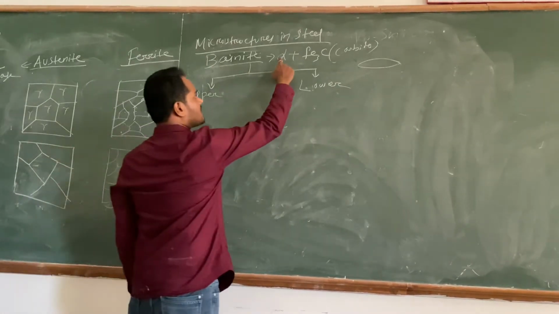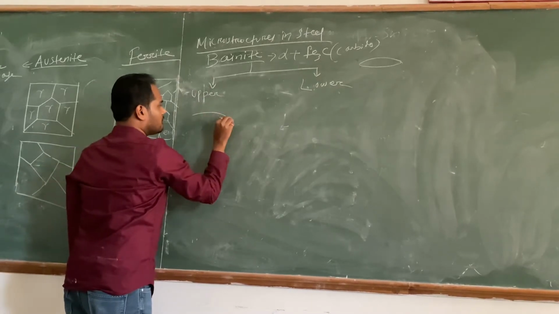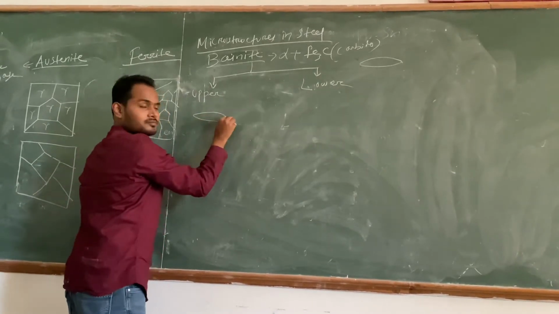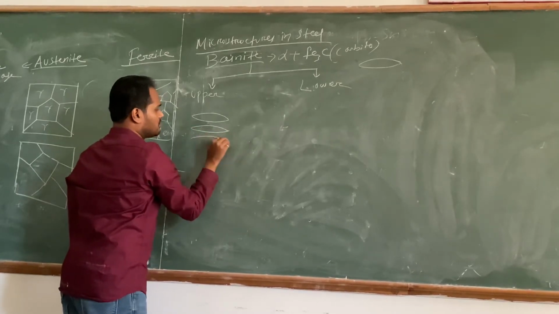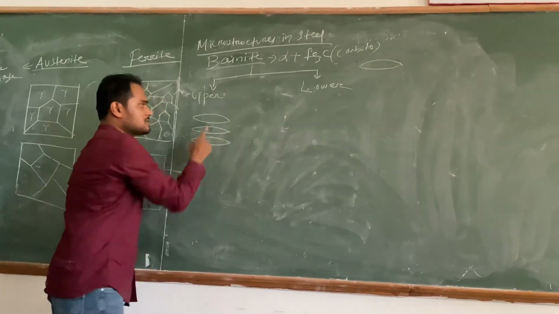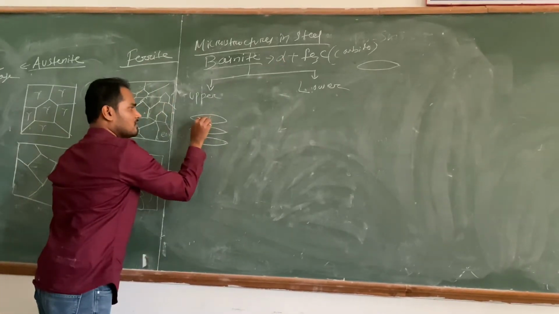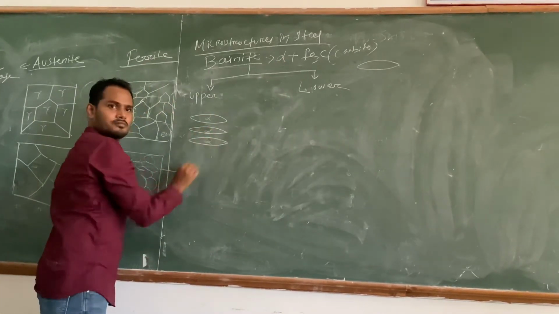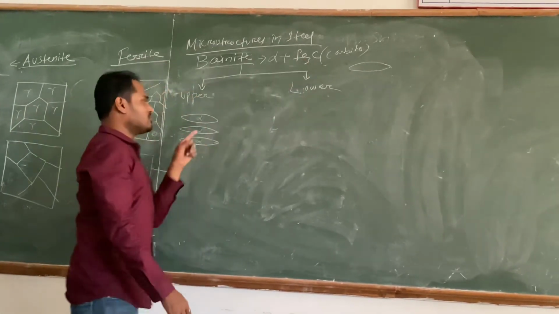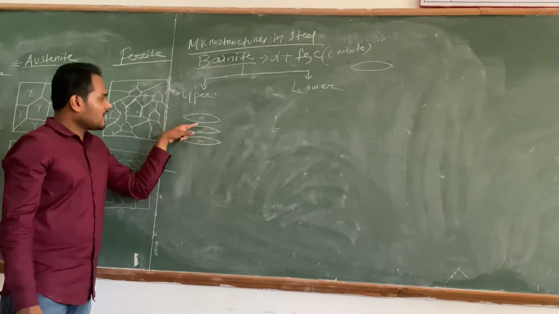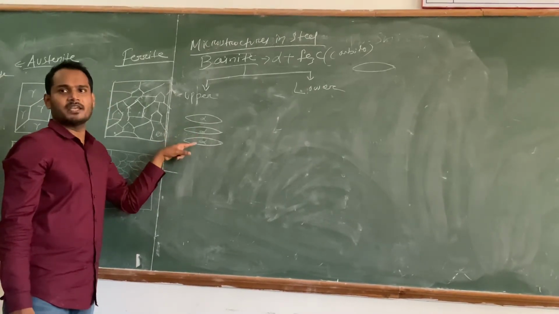So I will show you. I have told you this is alpha and cementite. So in upper bainite we will have plates like this. This is one plate. This is another plate. I am showing three plates only. These plates are actually what? Alpha. So this is a plate of alpha. What about cementite? Cementite will precipitate in between these two plates of ferrite.